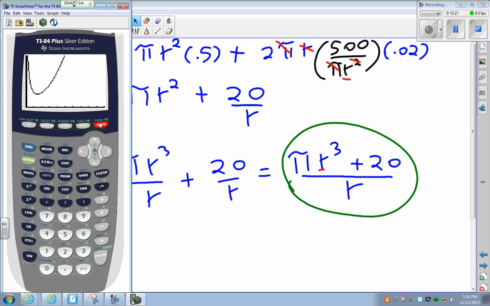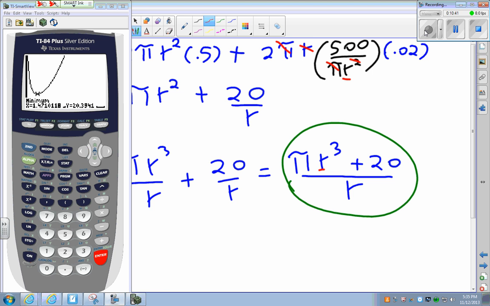Now to find the minimum here, you select minimum, and you go to the left bound of this, and you go to the right bound and find the minimum. I'm going to pause the video and do that. Now you'll get some value like this.